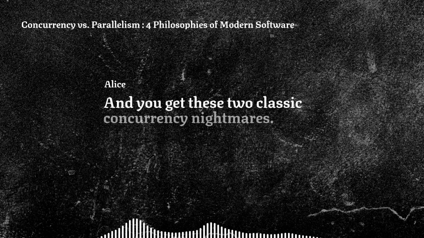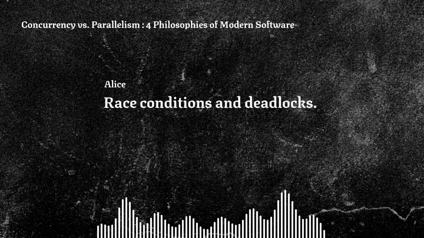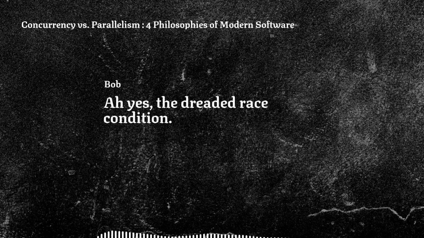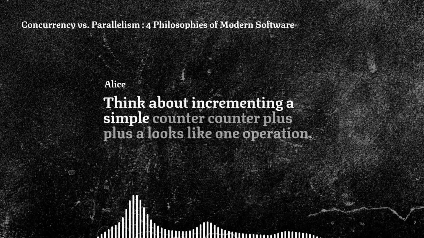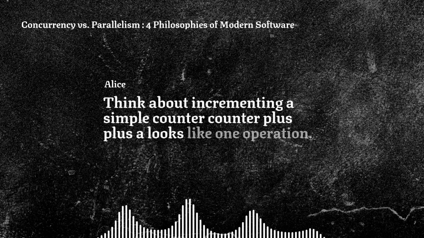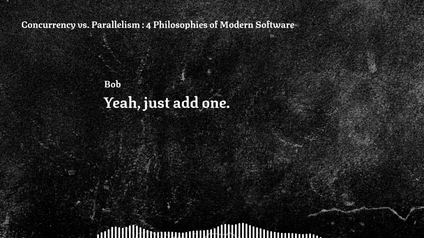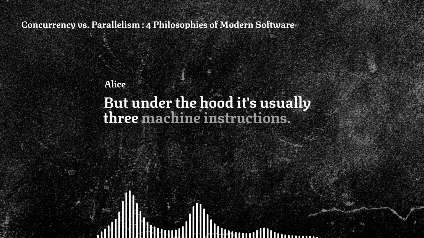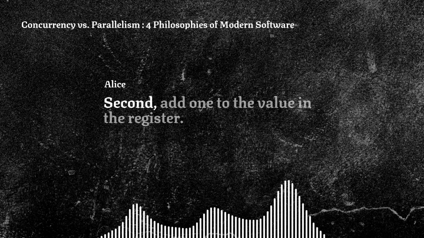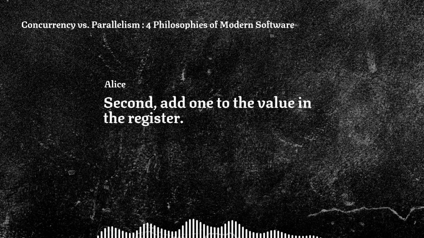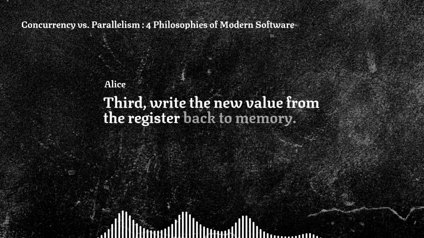And you get these two classic concurrency nightmares, race conditions and deadlocks. Ah, yes, the dreaded race condition. It's so easy to create them accidentally. Think about incrementing a simple counter. counter++ looks like one operation. Yeah, just add one. But under the hood, it's usually three machine instructions. First, read the current value from memory into a CPU register. Second, add one to the value in the register. Third, write the new value from the register back to memory.